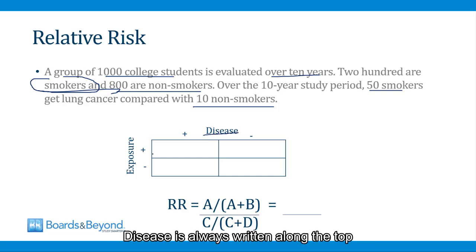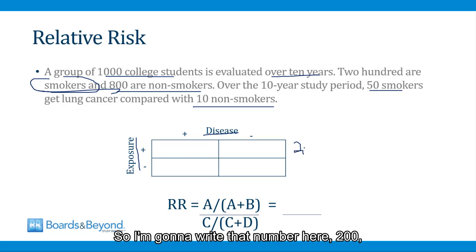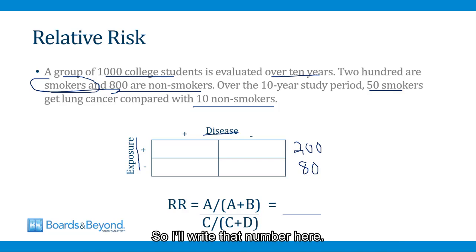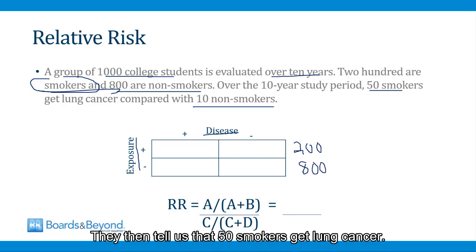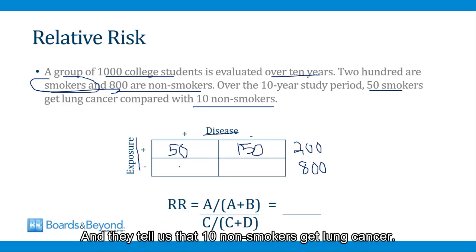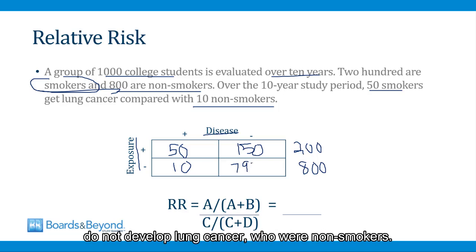Disease is always written along the top and exposure along the side. They tell us that the study includes 200 smokers, so I'm going to write that number here, 200, and then they tell us that there are 800 non-smokers, so I'll write that number here. They then tell us that 50 smokers get lung cancer, so I'll put that number right here. That means that 150 must not have developed lung cancer. And they tell us that 10 non-smokers get lung cancer, so I'll put that number right here. And that must mean that 790 students do not develop lung cancer who were non-smokers.